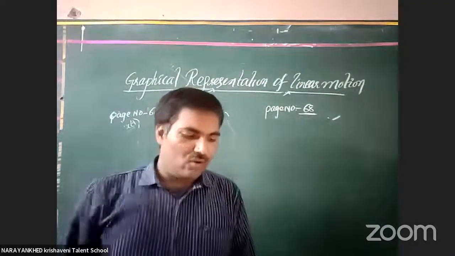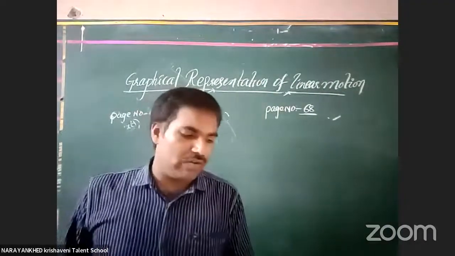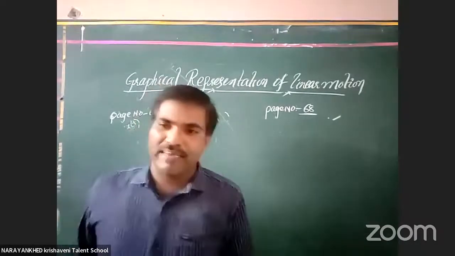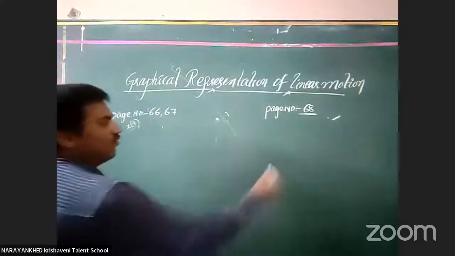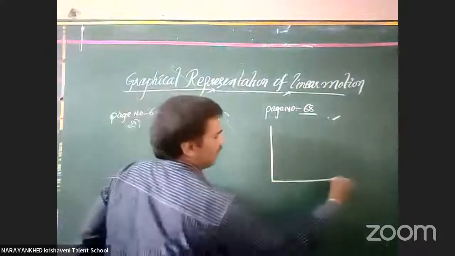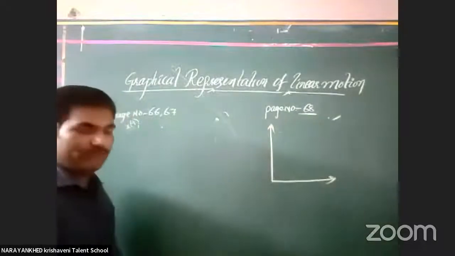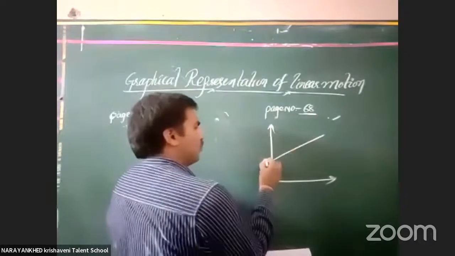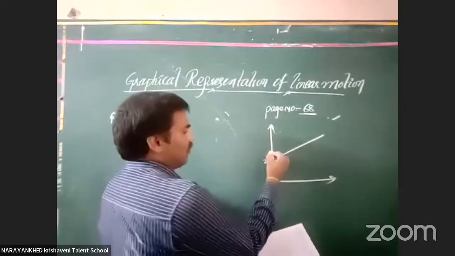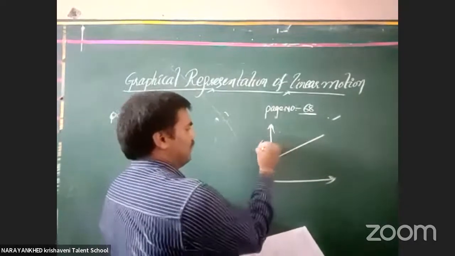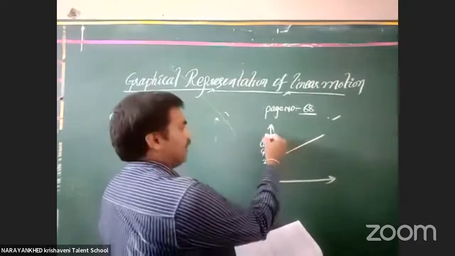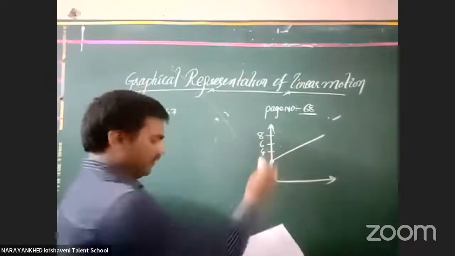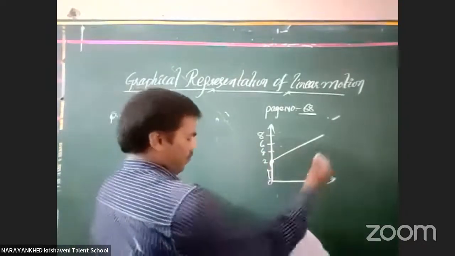The next example: the figure shows a graph of velocity versus time for a particle going along the x-axis, and then we have to find some values. The graph is like this. What is given in the graph? It starts at 2, afterwards it contains 4, then 6, then 8, like that. Here it is 0.